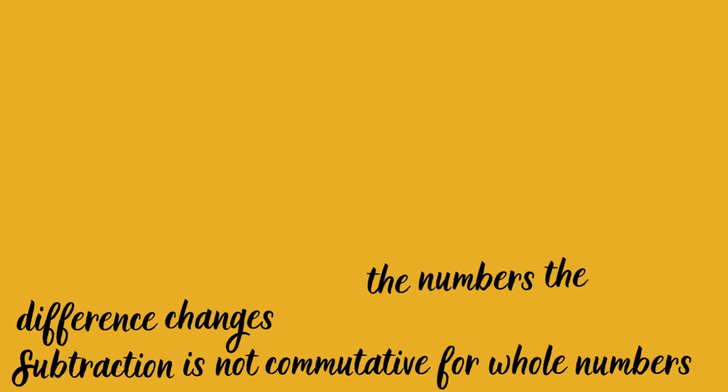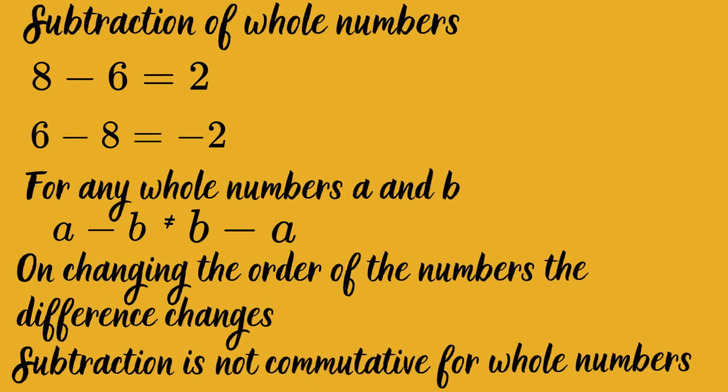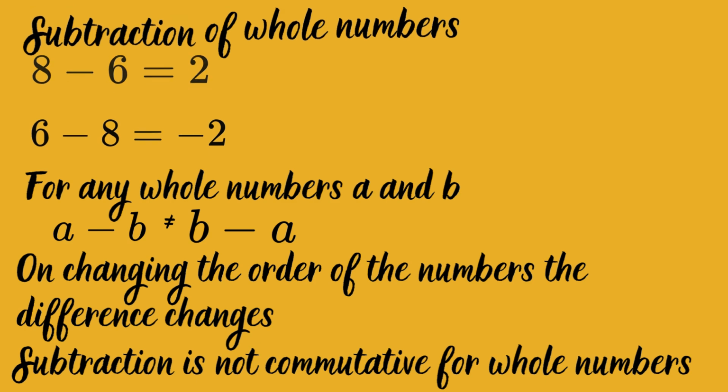minus 2. So, now for any two whole numbers a and b, a minus b will not be equal to b minus a. So on changing the order of whole numbers, the difference will not remain the same. Thus, we can say that subtraction is not commutative for whole numbers.